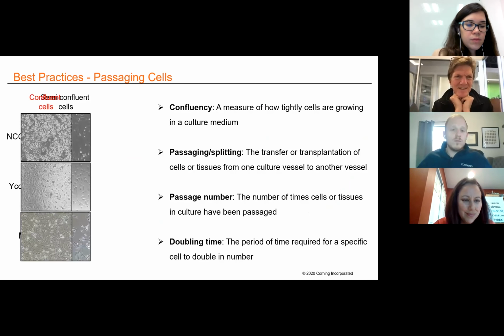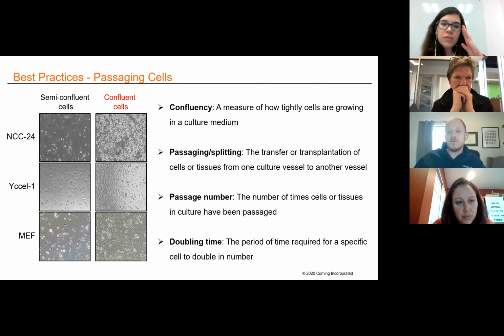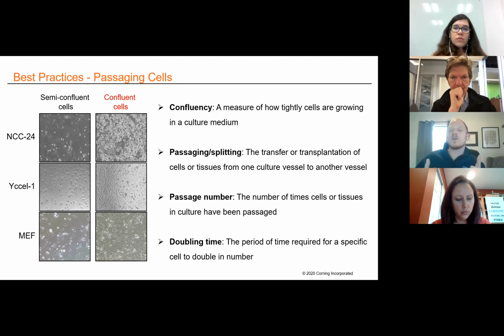Okay, so here we have some basic terminology for passaging cells and working with cell culture. The first is confluence. Confluency is essentially a visual measure of how tightly the cells are growing in your vessel. On the left, we have 3 different cell lines, and in the left column the cells are still somewhat spread out from their neighbors, so we would call this semi-confluent. The cells on the right are confluent, meaning they've taken up much of the space.